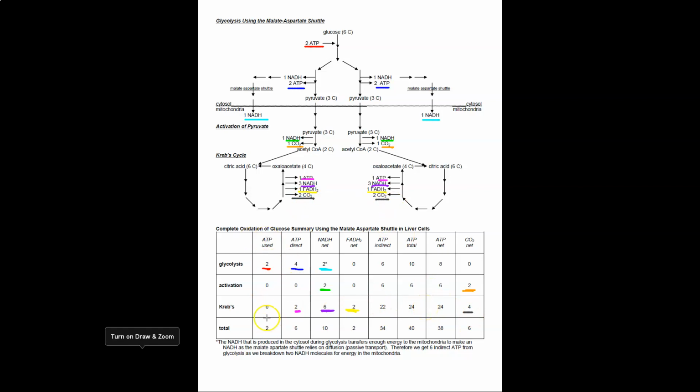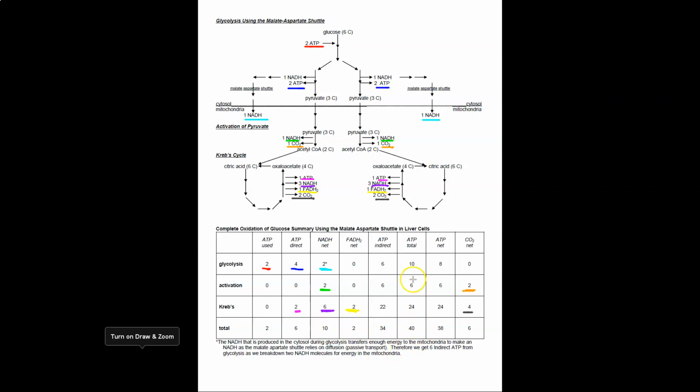All right, ATP used is 2. ATP direct is 4 plus 2 is 6. NADH net is 2 plus 2 plus 6. That's 10. FADH2 net is 2. ATP indirect, remember there's 2 ways to do it. 6 and 6 and 22 is 34. Or 10 times 3 is 30. 2 times 2 is 4.